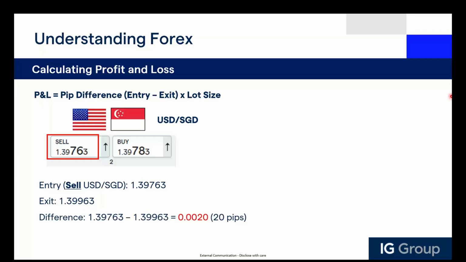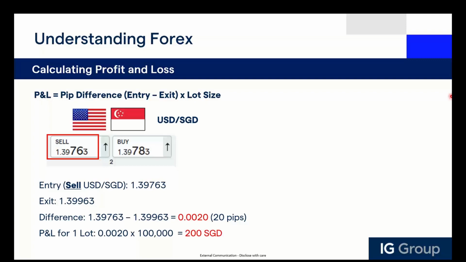1.39963. So the difference is 20 pips, but this 20 pips is not a profit. It is a loss, because when we are shorting this pair, we need the exchange rate to be lower than what we initially entered, so we can buy it back at a cheaper price and profit from there. But in this case, the exchange rate when we exit the trade was higher, so we had to buy back at a more expensive rate, and hence this 20 pips is a loss.